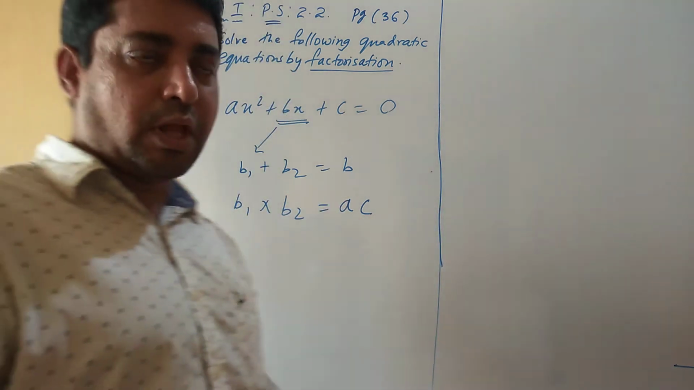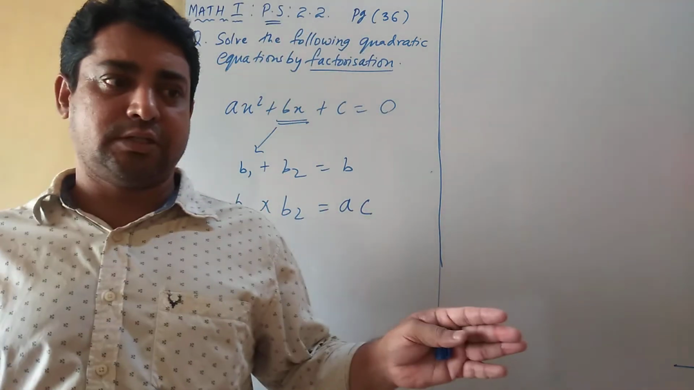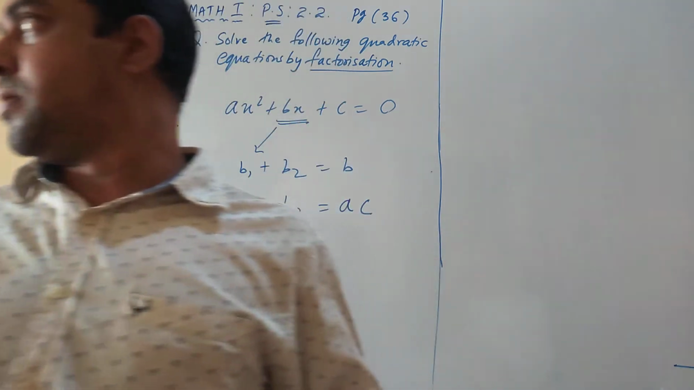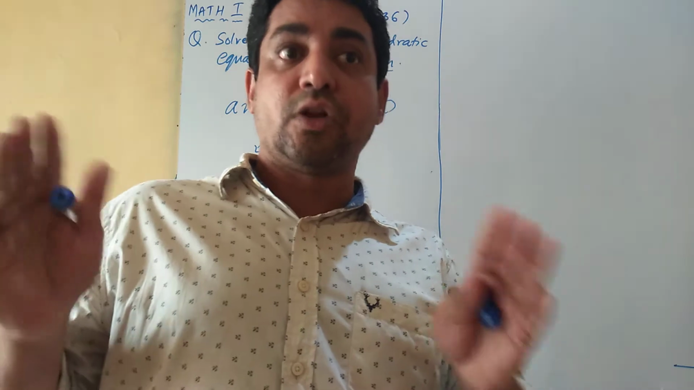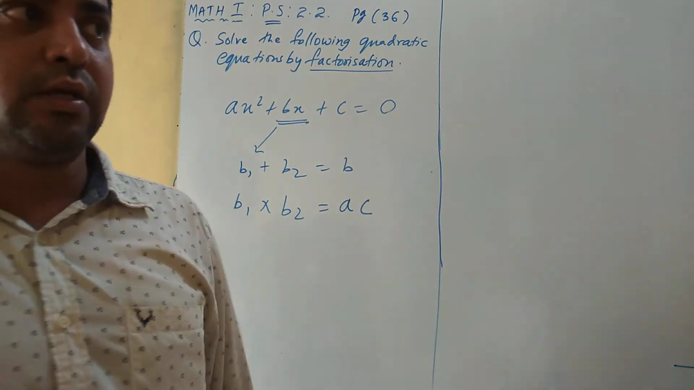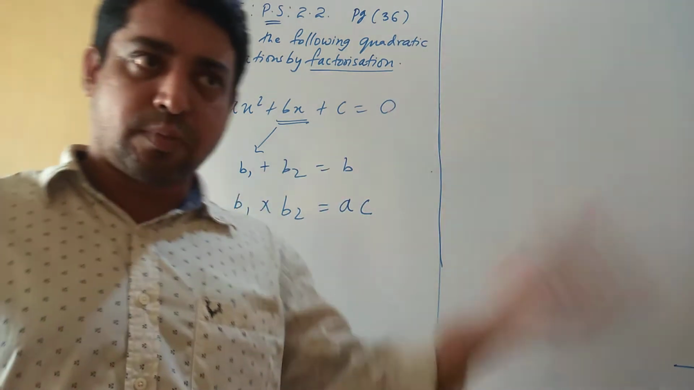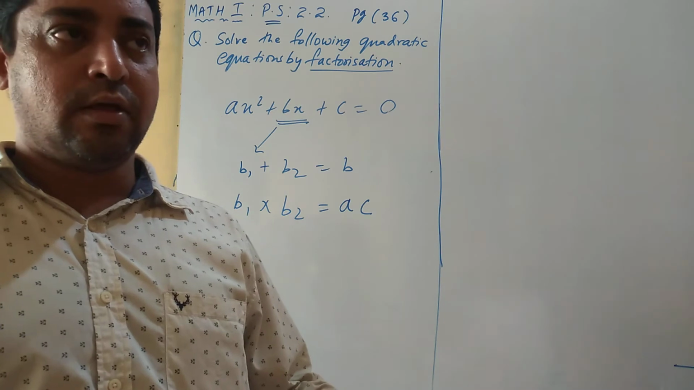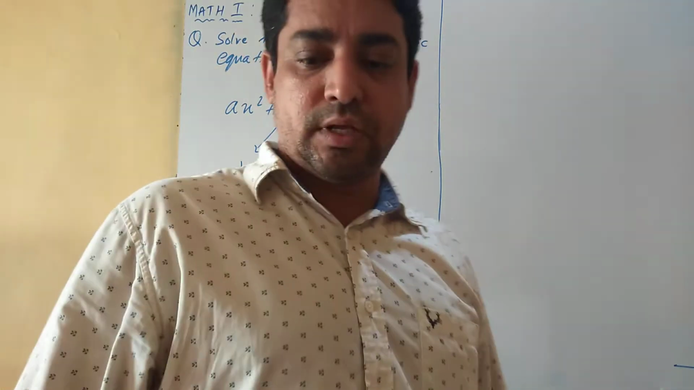For this, your tables should be good, and basic knowledge of addition and subtraction of integers should be very clear. Minus minus is plus, but the sign will be minus. Plus minus is minus. Minus plus is again minus. You should be clear with that. Then you will find this exercise very easy.